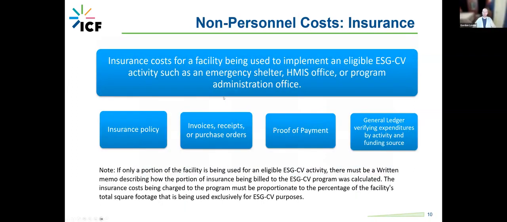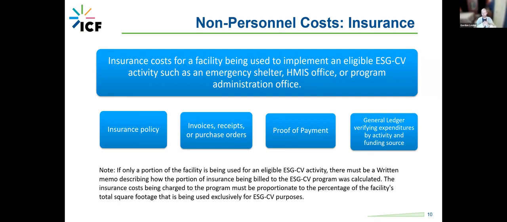All right, thank you. So let's talk about insurance. So insurance costs for a facility being used to implement an eligible ESG-CV activity, such as an emergency shelter, an HMIS office, or program admin office. Backup you might be looking for here is an insurance policy, invoices, receipts or purchase orders, proof of payment, and general ledger documentation or allocations verifying expenditures by activity and funding source.